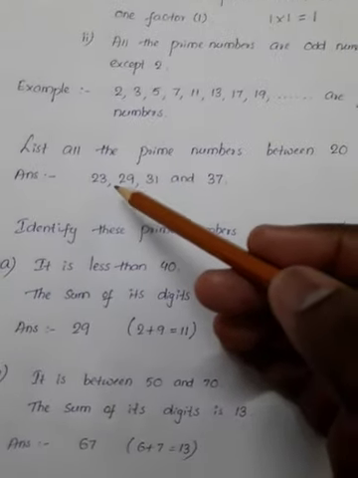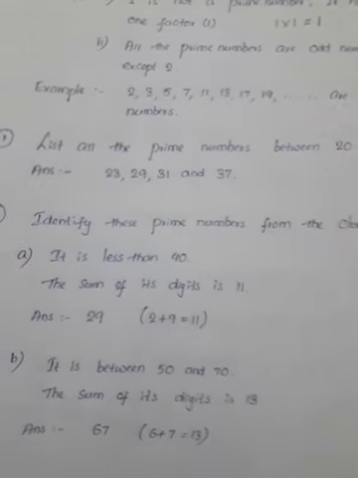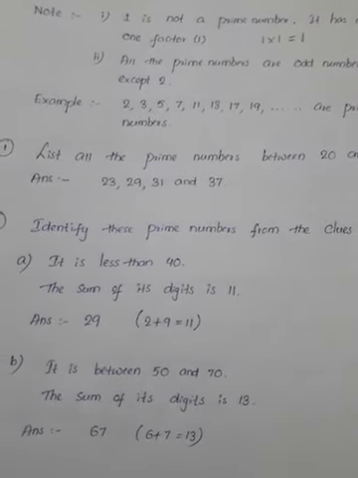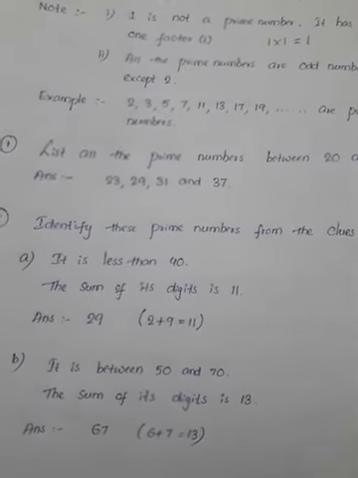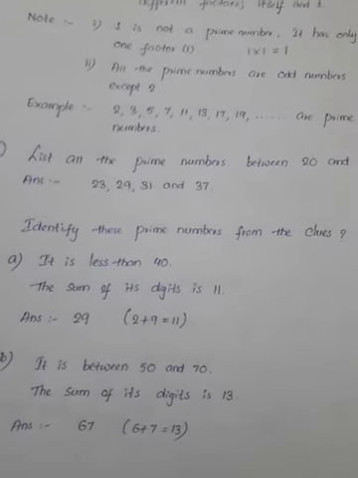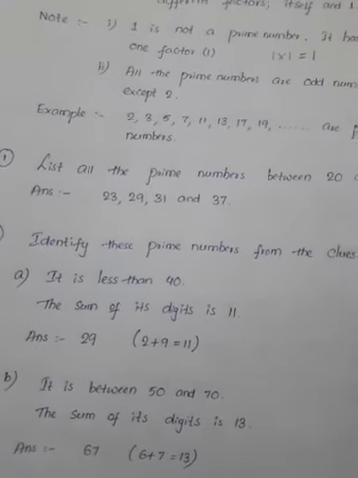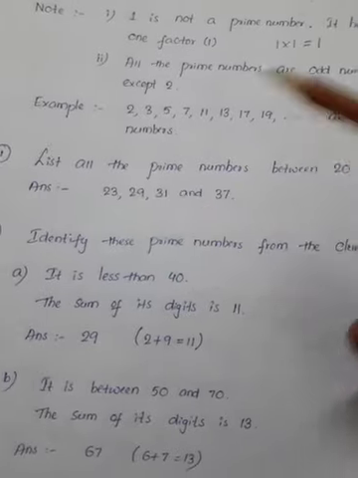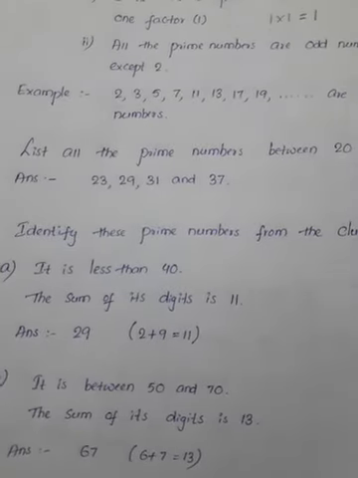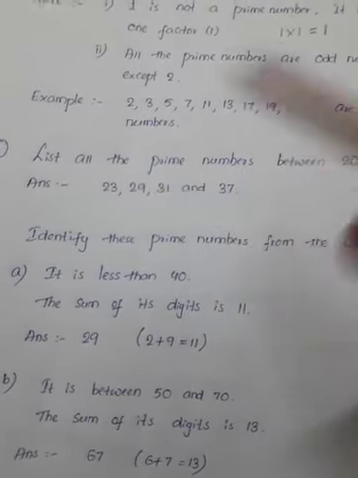Next, 24 is not possible, and 25 is not possible, because it is in the 5 table. 26 is again an even number, because I said that all prime numbers are odd numbers except 2. So there is no need to check even numbers. So 26 is not possible, 27 is not possible, because it is in the 3 table. Then 29, yes, a prime number.